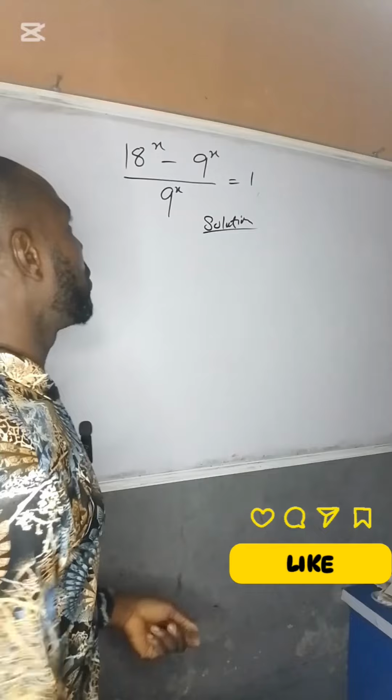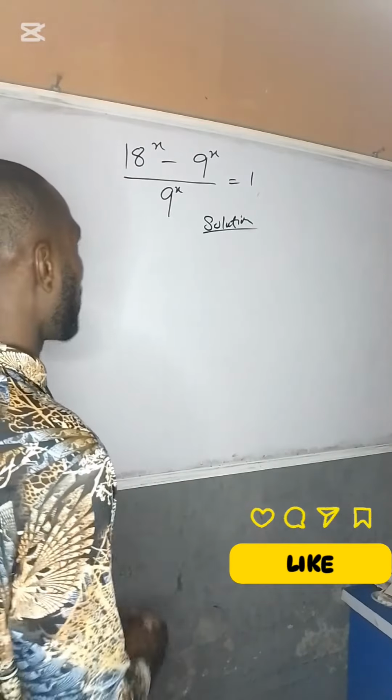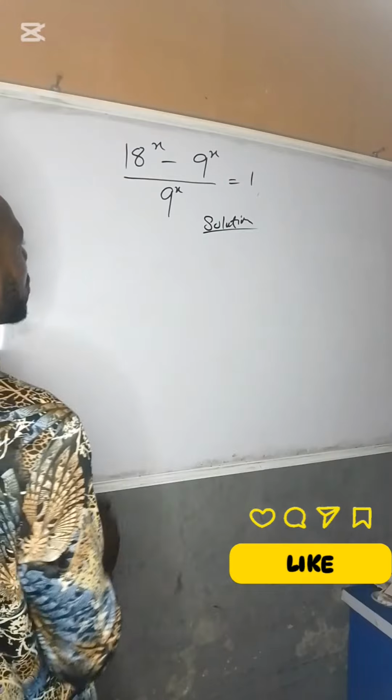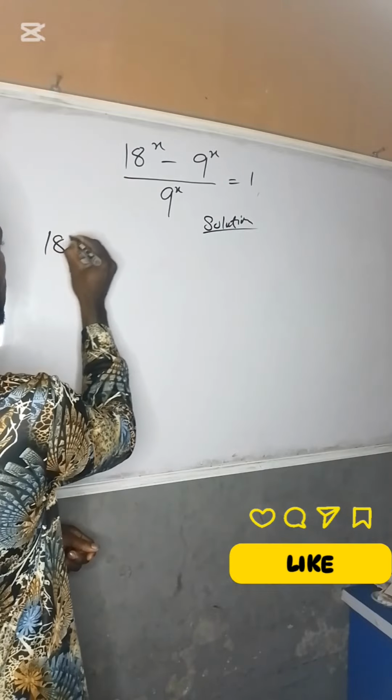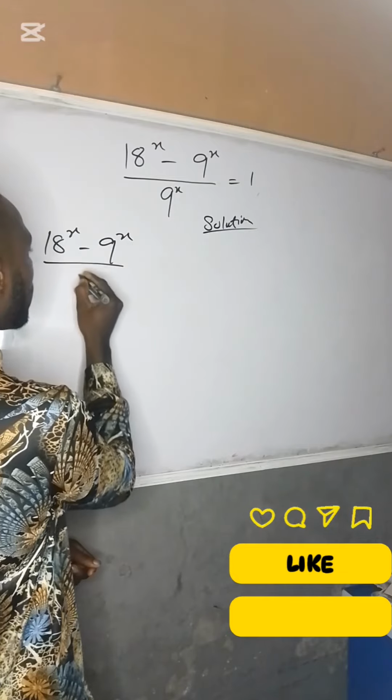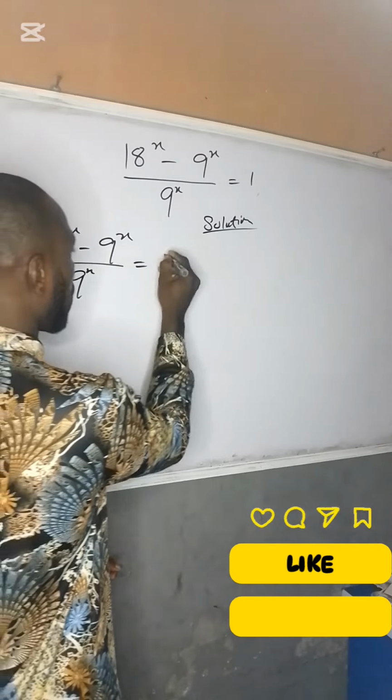Now, the first thing to do is to recopy the question. After recopying the question, we will see what we are going to do to solve it. We have (18^x - 9^x) all over 9^x equals 1.